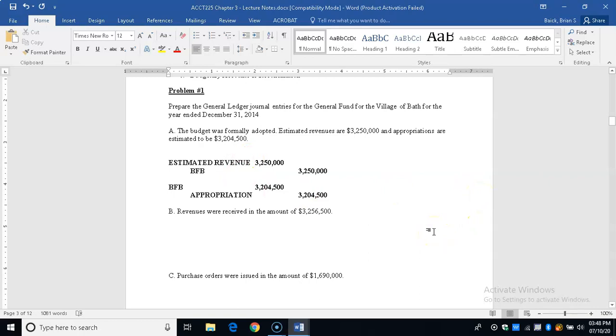What about revenues? If you have revenue of $3,256,500, it says were received, so we assume that you got the cash. You debit cash, $3,256,500, and you have revenue, credit, $3,256,500.